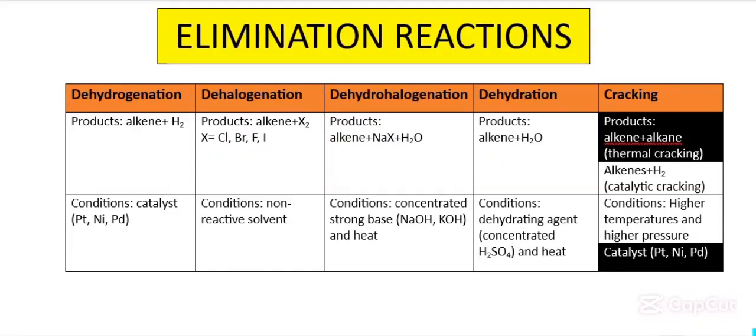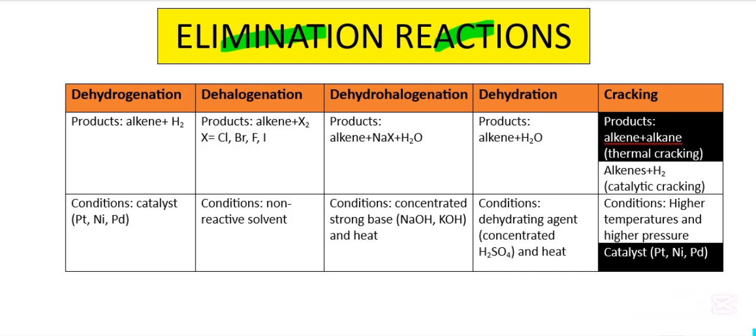Grade 12s, we are doing elimination reaction in this video. So the elimination reaction is when some molecules are removed from organic molecules. E.g., you remove water, you remove a hydrogen molecule, you remove maybe HCl to form an alkene, that is unsaturated compound.